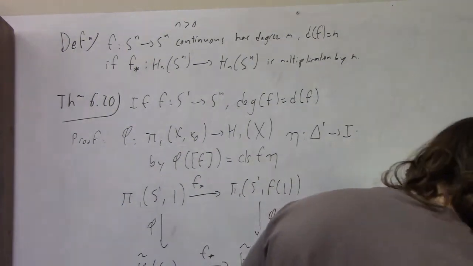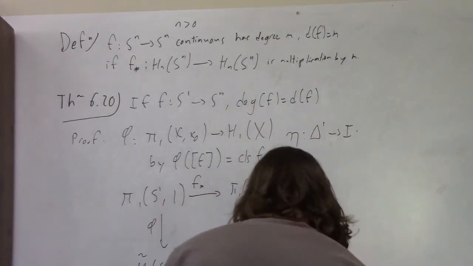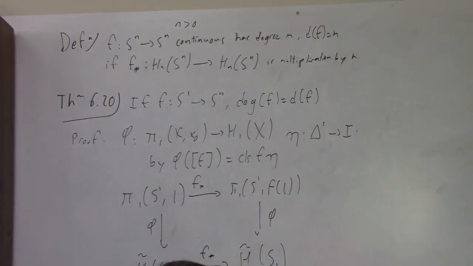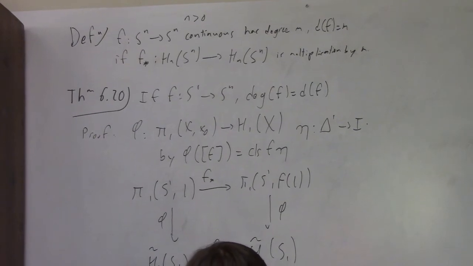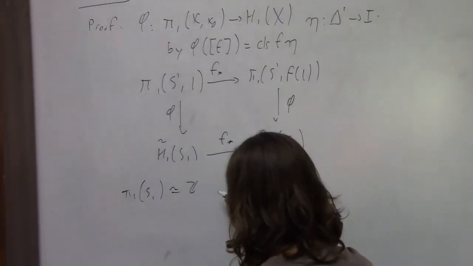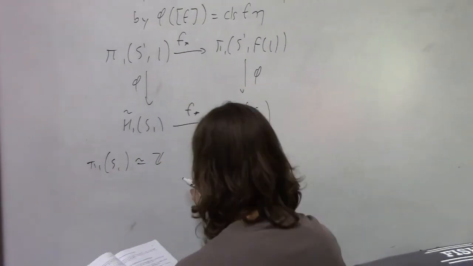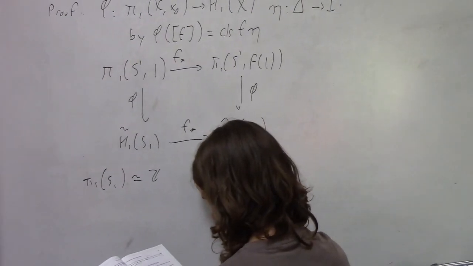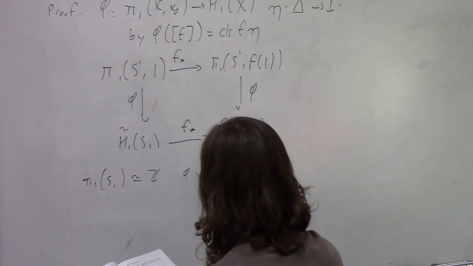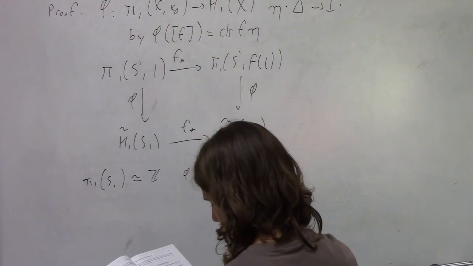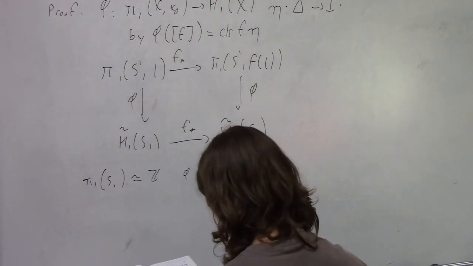But let me get a chair. So we have pi 1 of S 1 is isomorphic to Z. Abelian. That means that phi is an isomorphism by theorem 4.29.